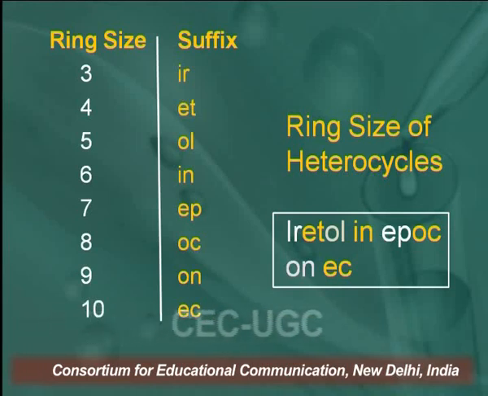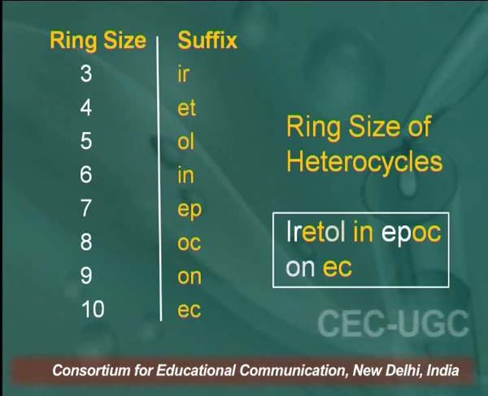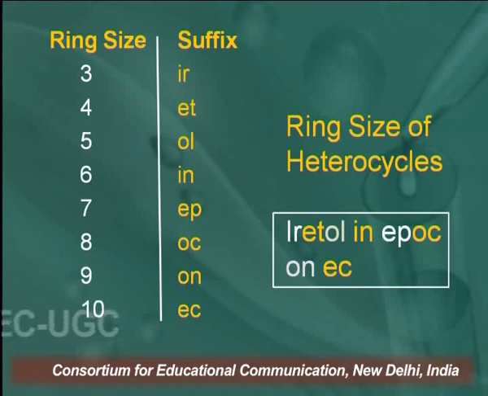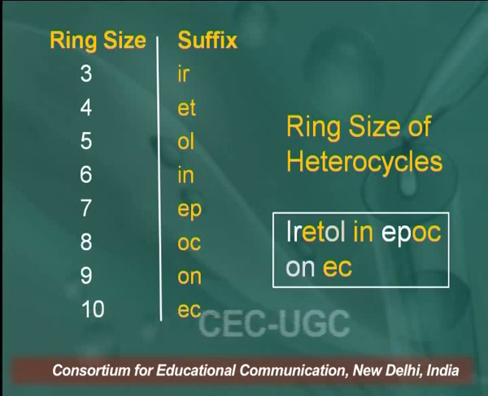Similarly, for 9, the suffix will be 'on', O-N, and for the 10-membered ring, the suffix will be 'ec', E-C. So depending upon the ring size, we have to indicate it in the suffix form.